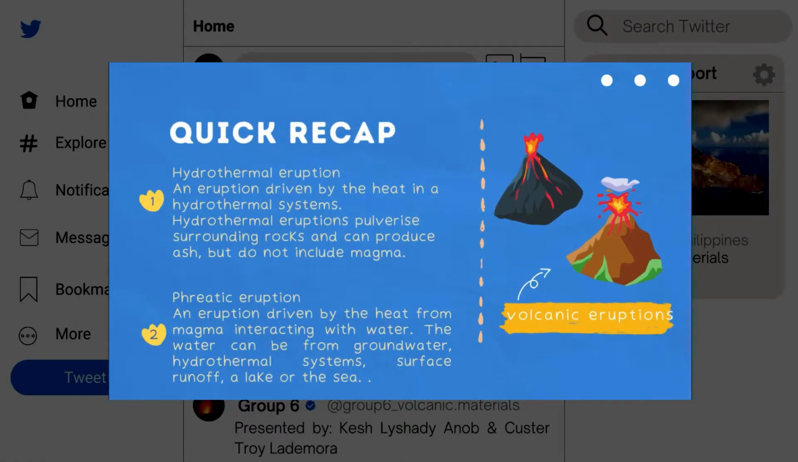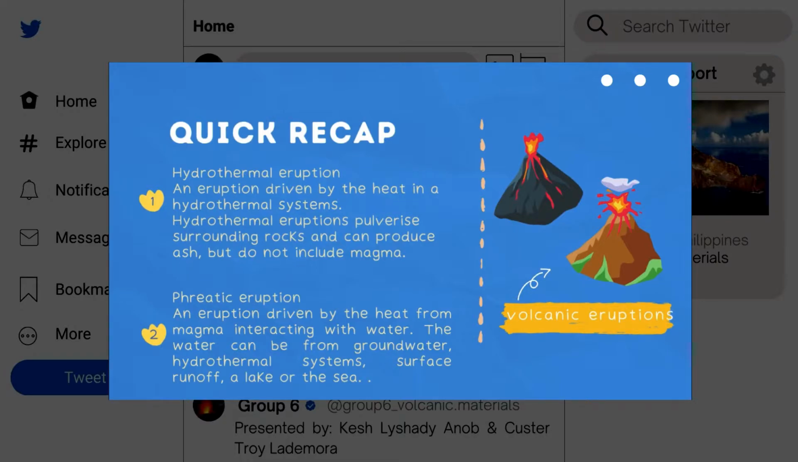Recap, a short recap about the past lesson. Some examples of eruption. Hydrothermal eruption: an eruption driven by the heat in a hydrothermal system. Hydrothermal eruptions pulverize surrounding rocks and can produce ash but do not include magma.